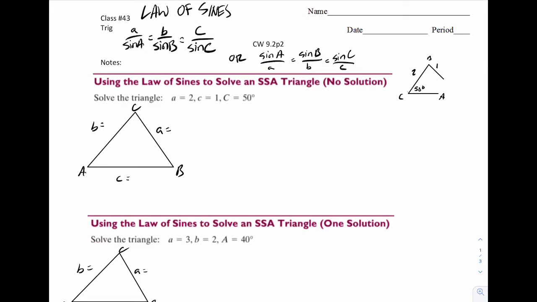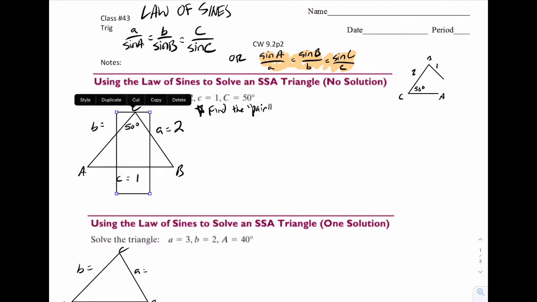And what we're going to focus on is this version of the law. Because you're going to notice in all the examples today, we're only going to have one angle given. So if I fill this in, A is 2, C is 1, and this right here is 50 degrees. Now the first step for law of sines is always to find the pair. So hopefully you remember that from our last lesson. And right now we can quickly see that the pair is right here. This is our 50 degrees and the 1. So that's going to be our key to solving it.